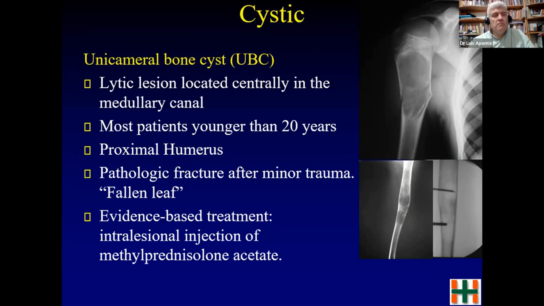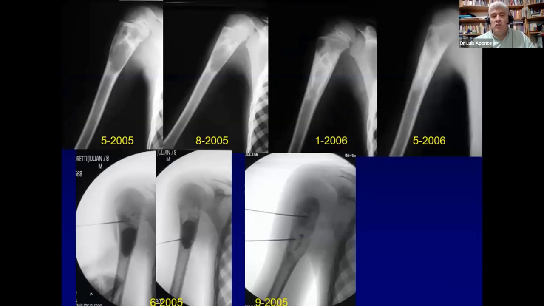You can put bone marrow, allograft, whatever. But the only evidence-based treatment is the intralesional injection of methylprednisolone. You can see here, we put two needles, one to make the decompression, and then we put the methylprednisolone. And I'm going to show you some pictures. You can see here, very simple, that it's not one injection, you have to perform more than one.